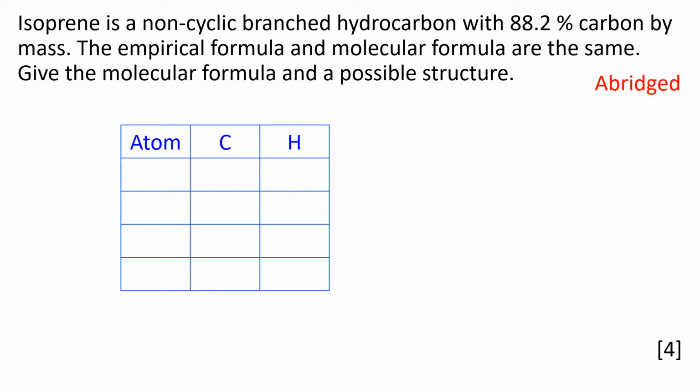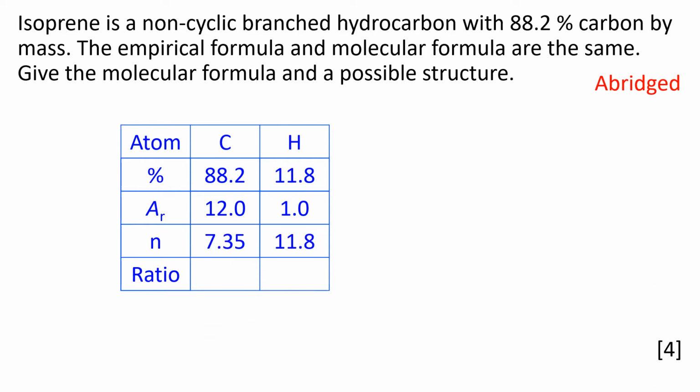So with these type of questions, I like to use a table. I think it's really clear to show your working out. We've got the atoms, we've got the percentages, the relative atomic masses. We can work out the amount of substance and the relative amounts of those two different atoms. If we had 100 grams, there would be 88.2 grams of carbon and 11.8 grams of hydrogen. We can get the relative atomic masses from the periodic table.